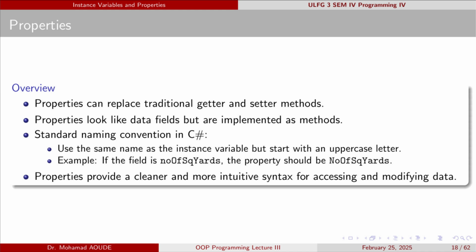Now, C# gives us a smarter and cleaner way: properties. Properties look like fields when you use them, but they actually behave like methods. Standard naming rules: use the same name as the field, but capitalize the first letter. Example: for noOfSqYards, the property is NoOfSqYards. Properties provide an intuitive way to get and set values while still protecting your internal data. They make your classes professional, clean, and easy to use.